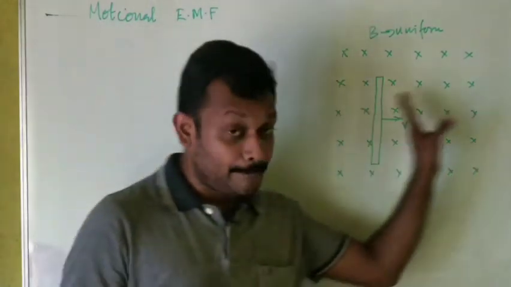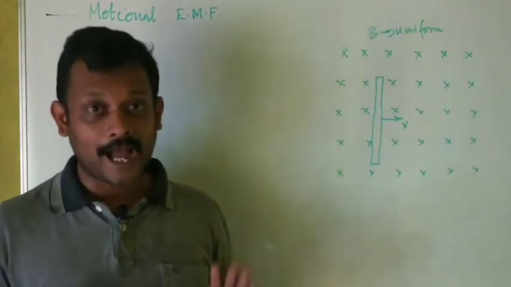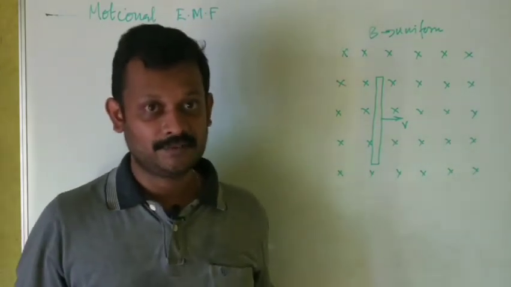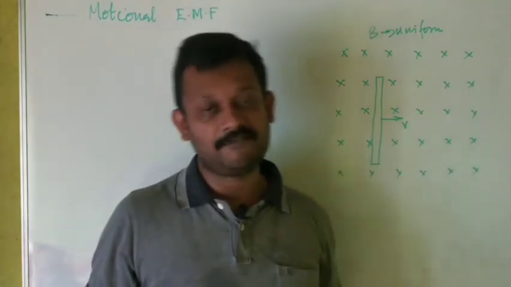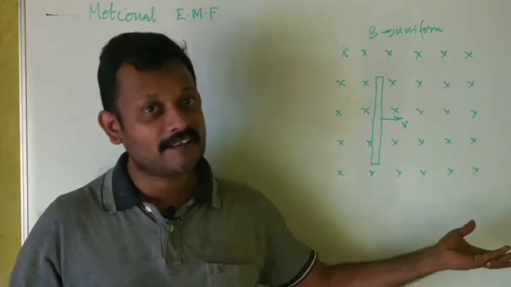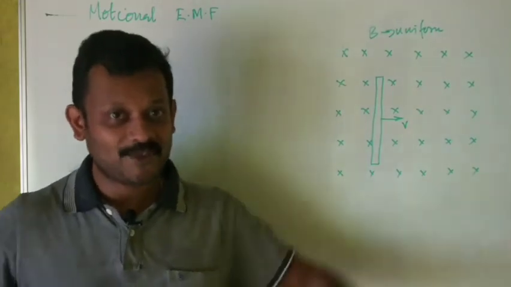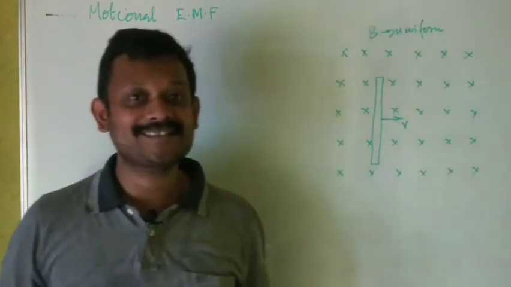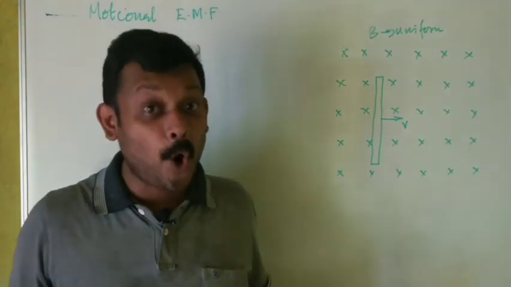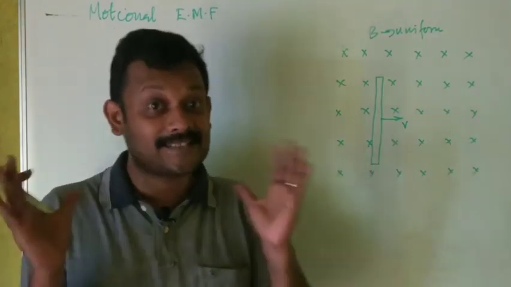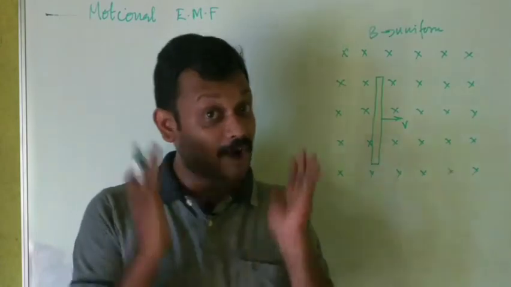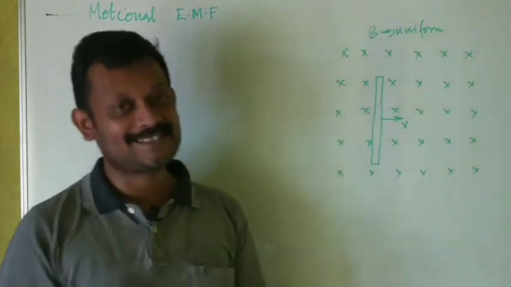Now think like this is a bus, and you are all sitting inside the bus. The bus is moving with a velocity V, which means you are also having that velocity, because we are all moving along with the bus. Is it clear to all of you?